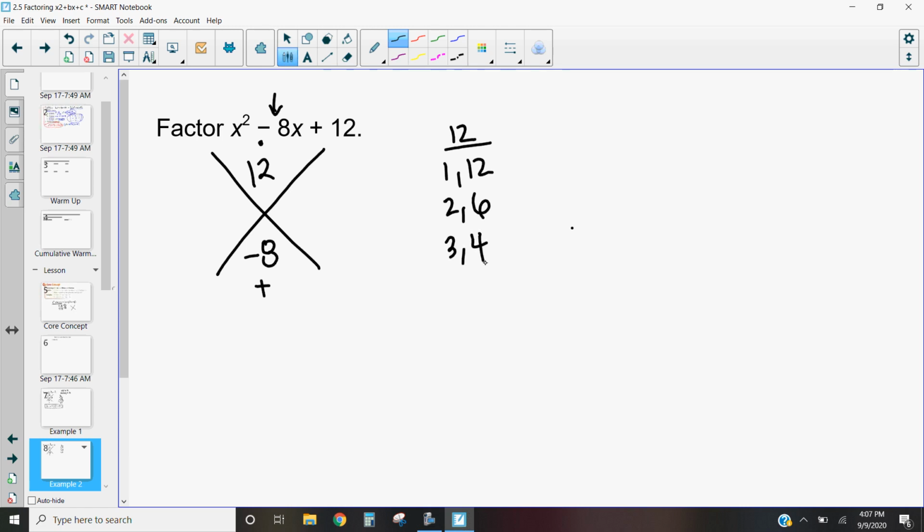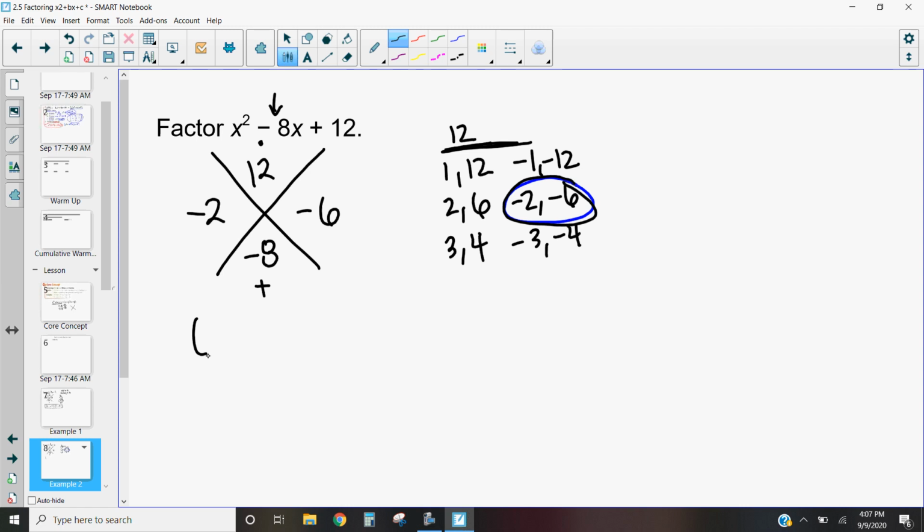Now, none of those add to negative 8, but we only listed our positive factors here. Remember, we also have negative 1 and negative 12, negative 2 and negative 6, and negative 3 and negative 4. So which of these pairs is going to equal negative 8 if we added them? It's going to be these negative ones here. So notice how I have a negative 2 and a negative 6 that I've written there, because those were the two factors of 12 that multiply to get 12, but add to get negative 8.